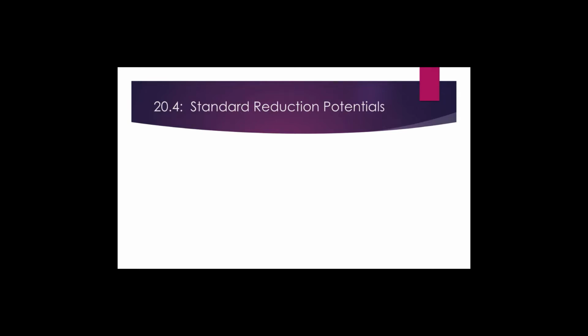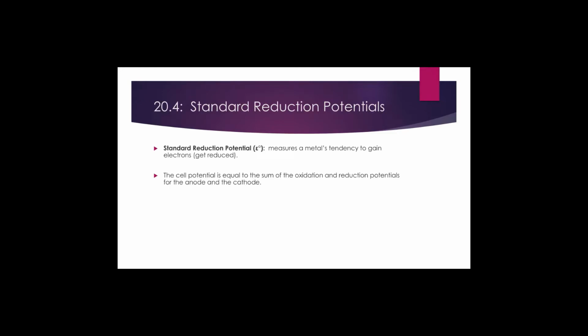In order to calculate the cell potential for a voltaic cell, we need to consider the standard reduction potentials of the anode and the cathode. The standard reduction potential, which is abbreviated cursive E with a degrees symbol for standard, is a measure of a metal's ability to gain electrons, or in other words, a measure of a metal's ability to get reduced. The cell potential for a voltaic cell is equal to the sum of the oxidation and reduction potentials of the anode and the cathode, as shown here.